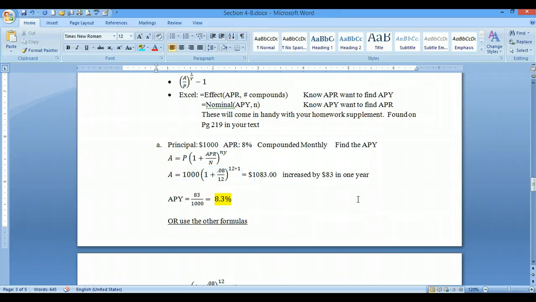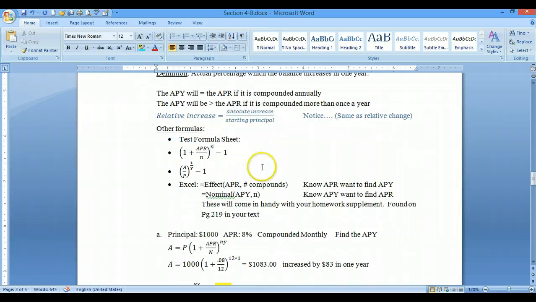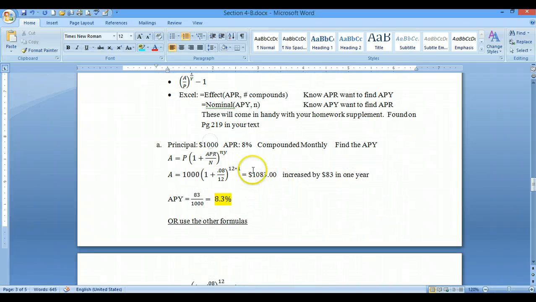Now, to find the APY, remember it's new minus old over old. I started with $1,000, I ended with $1,083, so my absolute increase is $83. So the APY is $83 over the starting principal, which was 1,000, gives me 8.3%. Now 8.3 compared to my APR of 8%, it's a little bigger because it was compounded a little bit throughout the year.